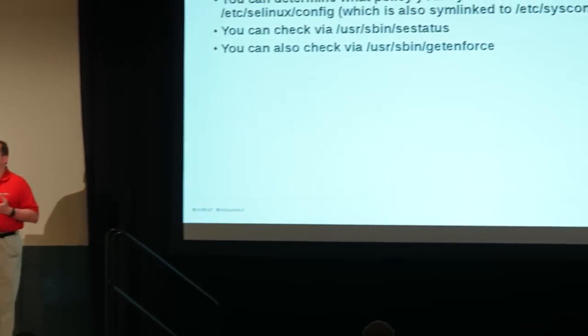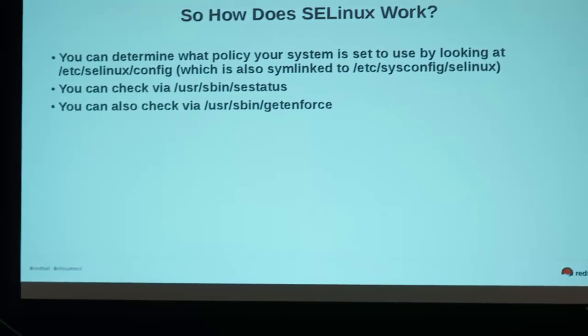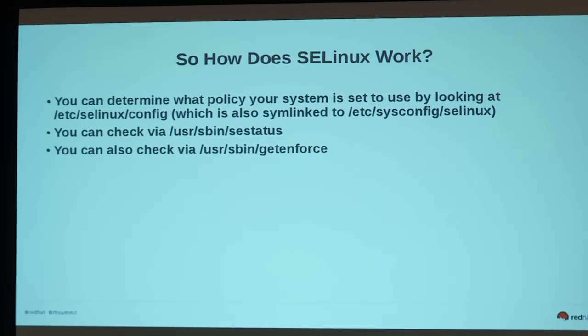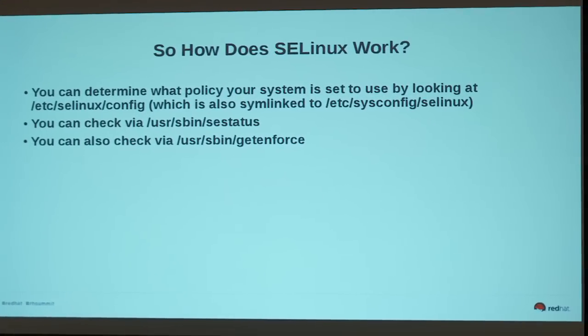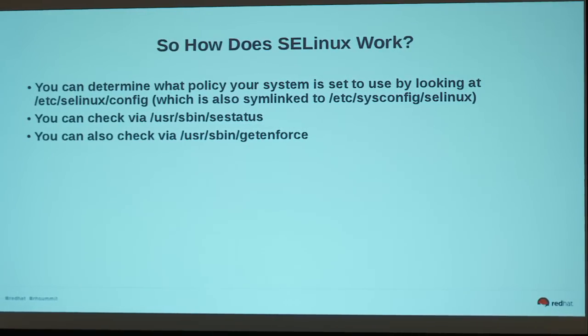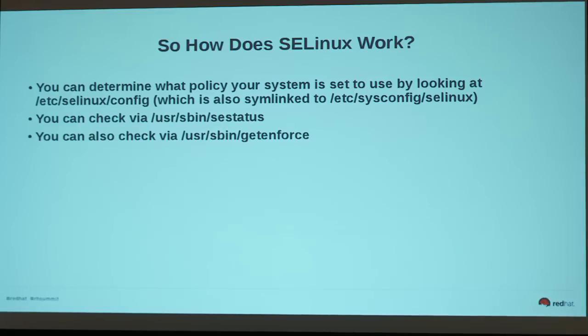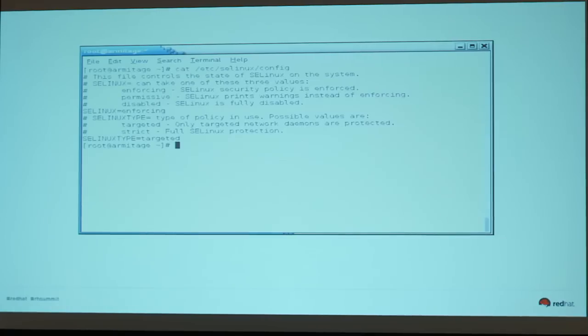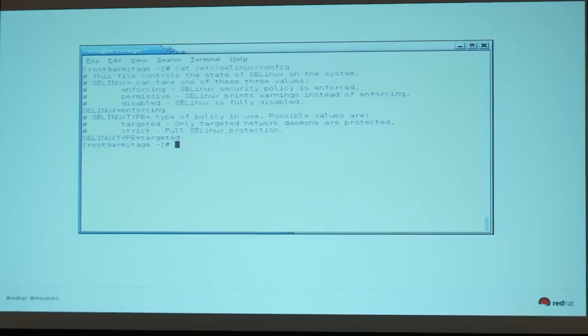So how does SELinux work? You can determine what the policy setting on your system is by looking at a text file called /etc/selinux/config that is also symbolically linked to /etc/sysconfig/selinux. So you can look in there to see what the default setting is, or you can use the sestatus or the getenforce command, and this is what that looks like. If I just take a look at the /etc/selinux/config file, then I can take a peek and see what the default setting right there is.